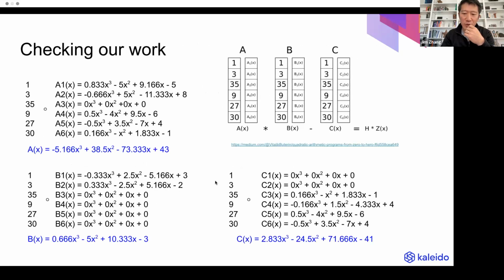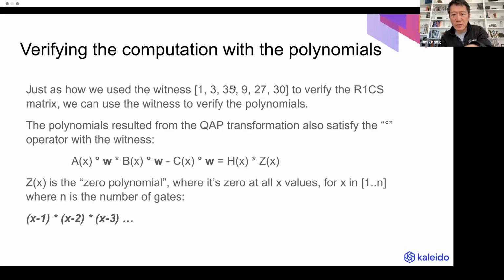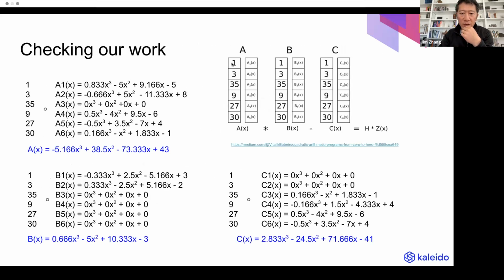Okay, so let's see if we can do this verification. This chart visualizes what we're doing. This series going vertically is our witness series, 1, 3, 35, going like this. So when we do the dot product operation, we will multiply 1 to this and 3 to this and 35 to this, and then add everything together.